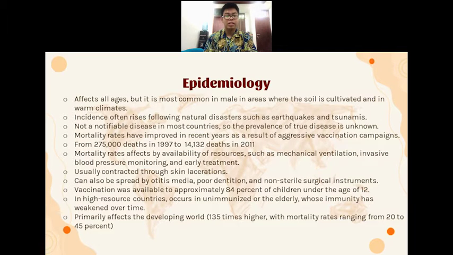And tetanus is usually contracted through skin laceration, but can also be spread by otitis media, poor dentition, and non-sterile surgical instruments. The vaccination was available to approximately 80% of children under the age of 12. In high-resource countries, tetanus occurs in the unimmunized or the elderly whose immunity has weakened over time. And tetanus primarily affects the developing world, where the incidence rate is 135 times higher, with mortality rates ranging from 20 to 45%. Thank you.